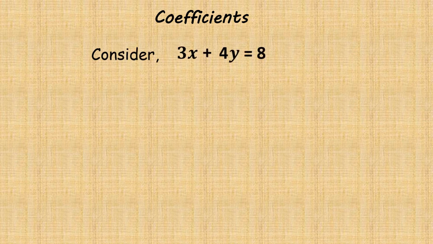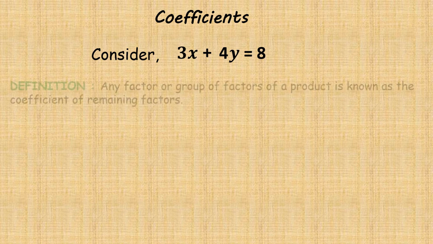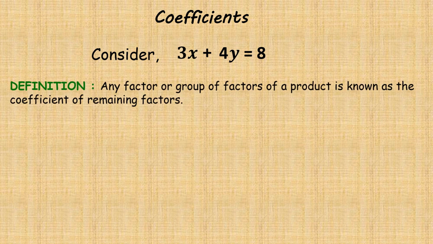Excellent. Now, consider the algebraic expression 3x plus 4y equal to 8. Here, you can see a constant along with the variable, 3 and 4. They are coefficients of x and y respectively. Now let us define coefficient. Any factor or group of factors of a product is known as the coefficient of the remaining factors. I repeat, any factor or group of factors of a product is known as the coefficient of the remaining factors.